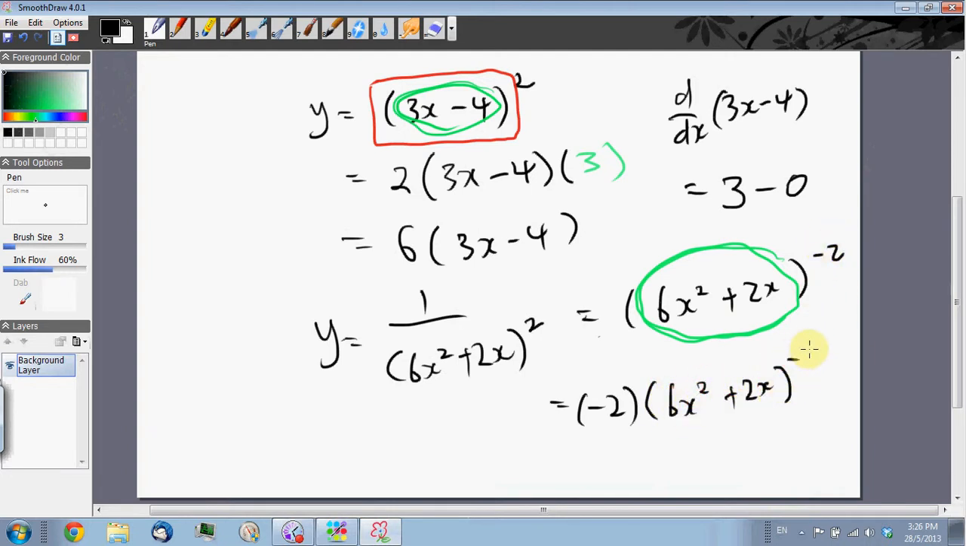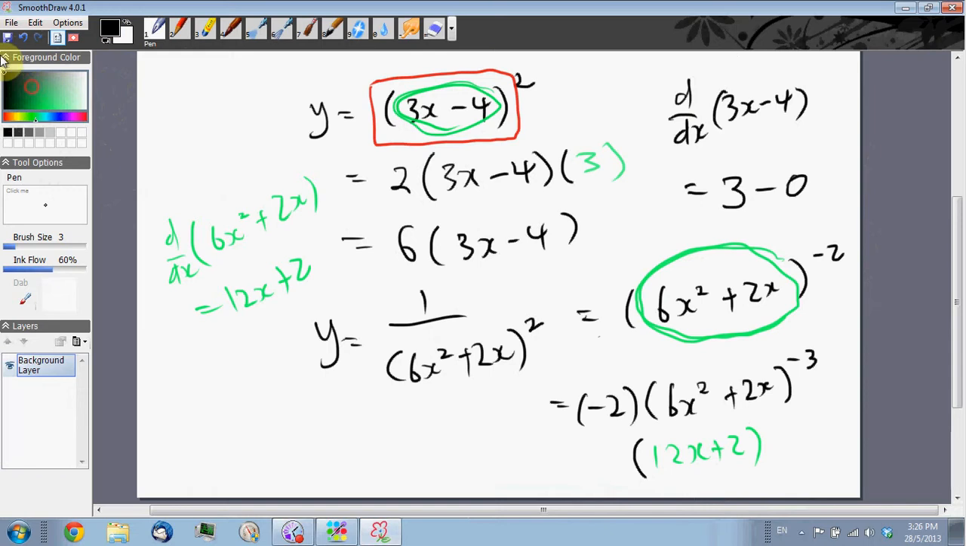Decrease the power by 1, which gets even lower. And then multiply by what you differentiate inside, which is d/dx of 6x squared plus 2x. You get 12x plus 2, because this 2 brings down 2 times 6, 12. The power decreases by 1, so x is x, so 12x plus 2. So multiplied by 12x plus 2.